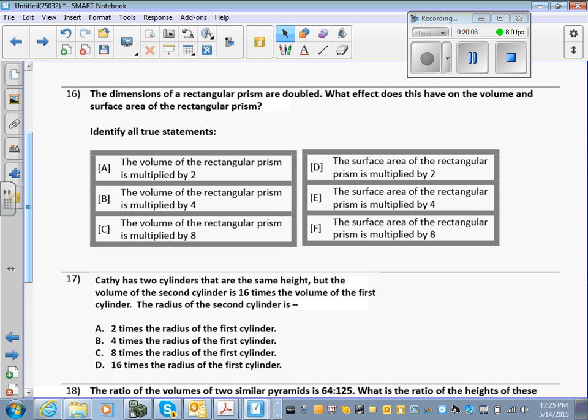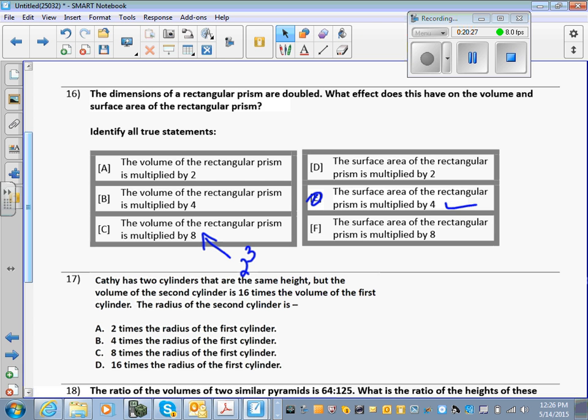So the volume of the rectangular prism is multiplied by 2? No. The volume of the rectangular prism is multiplied by 4? No. The volume of the rectangular prism is multiplied by 8? That is true, because when you 2 cube it, it becomes 8. And the surface area is going to be multiplied by 4. So it's going to be E and C.